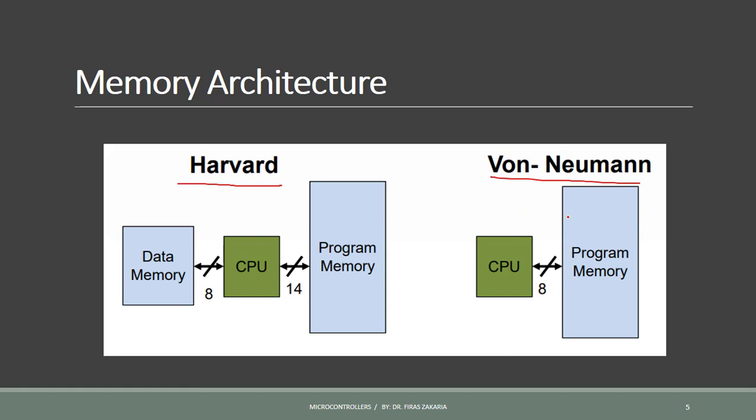However, in von Neumann architecture, we have only one bus between the CPU and the memory. Also, the RAM and program memory share the same bus and the same memory. So this type of architecture has common memory for storage of data and programs.